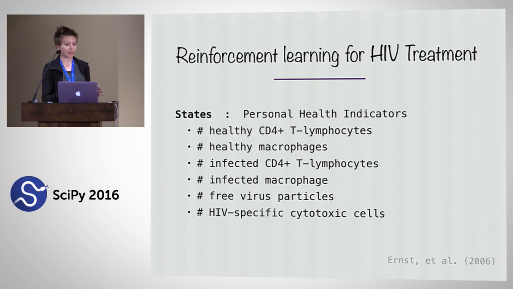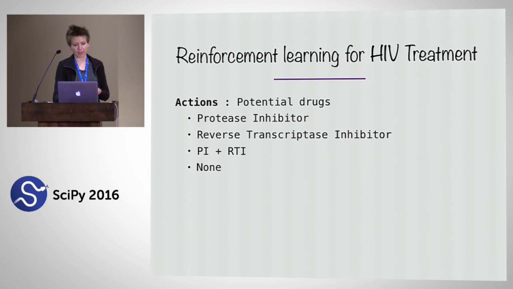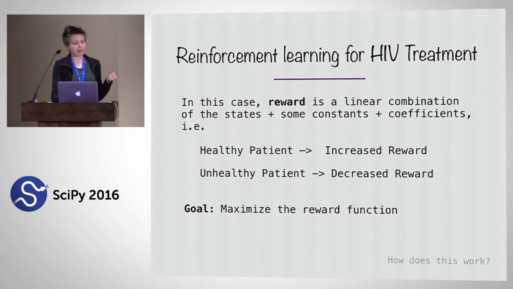So just to delve a little bit deeper, we have the states, which are the personal health indicators. So there are good things like healthy macrophages and bad things like infected macrophages. And on balance, we can figure out how healthy the patient is from these. There are the actions, which are the drugs that get applied. In this case, a protease inhibitor and reverse transcriptase inhibitor are very common ways of treating it. Or they get both drugs, or they get none. And in this case, the reward is a linear combination of the states with some constants and coefficients that make it so that you can generally think of it as the patient gets more healthy, the reward is increased. As they get less healthy, the reward is decreased. And we maximize the reward function.